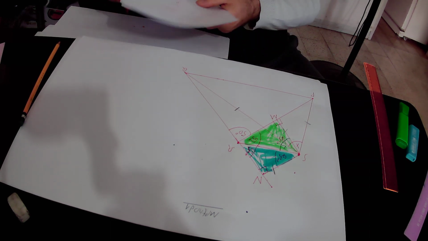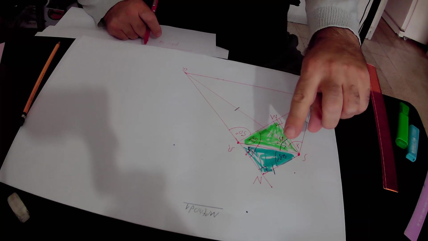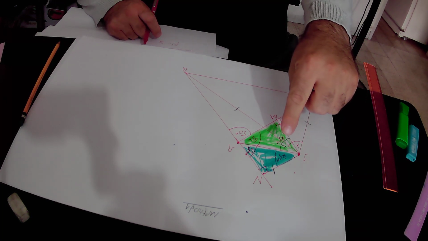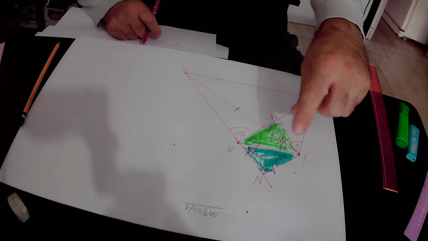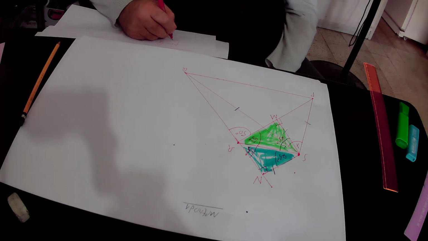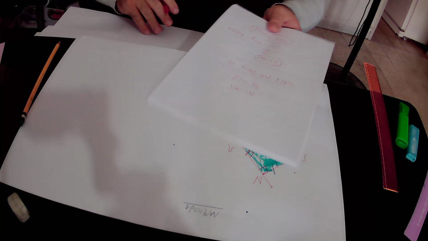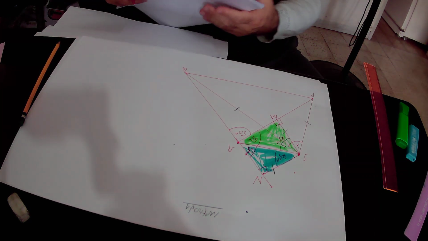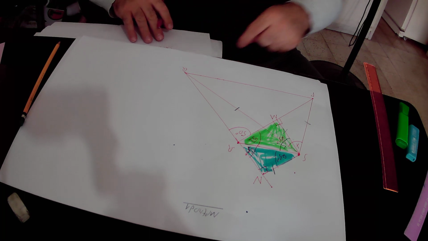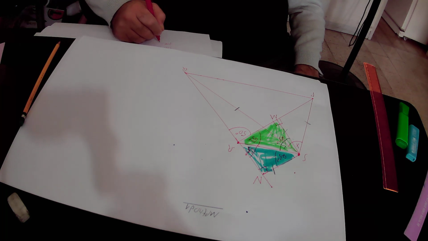And we also proved that SM equals SN, because the green triangle is congruent to the blue triangle, from which we can conclude that SM equals SN, and PM equals NQ.